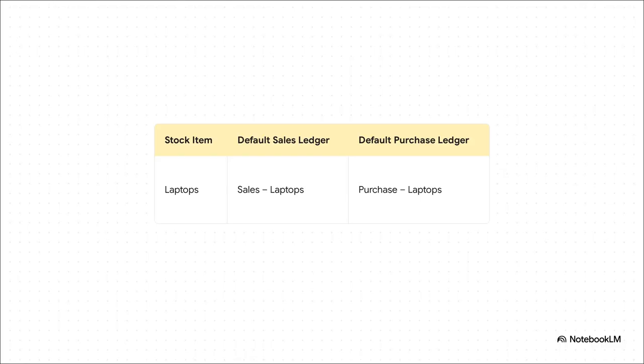So here's the super smart, simple thing they did. They created 2 specific ledgers, sales laptops and purchase laptops. Then, and this is the key, they linked those ledgers directly to the laptop stock item in TallyPrime. And just like that, TallyPrime has its instructions.